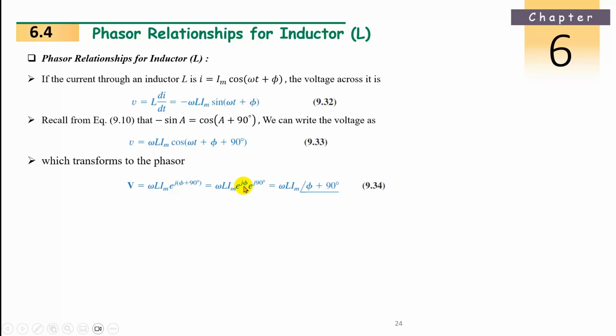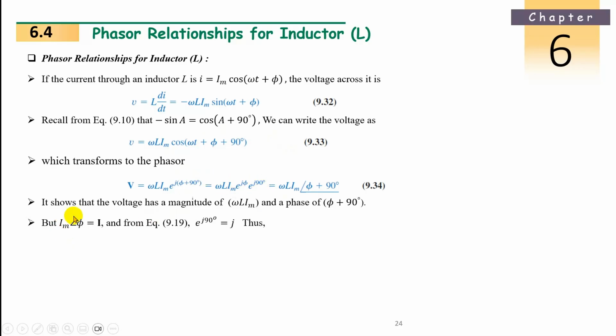Now I can write this equation as Im e^(jφ) e^(j90), which can be written as φ plus 90 here. Im at an angle φ plus 90 degrees in the polar form. This is in exponential form. Now I am writing this in the polar form, φ plus 90 degrees. ωL Im is the magnitude and the phase angle is φ plus 90 degrees. Now I want to rearrange this: Im at an angle φ is nothing but capital I.